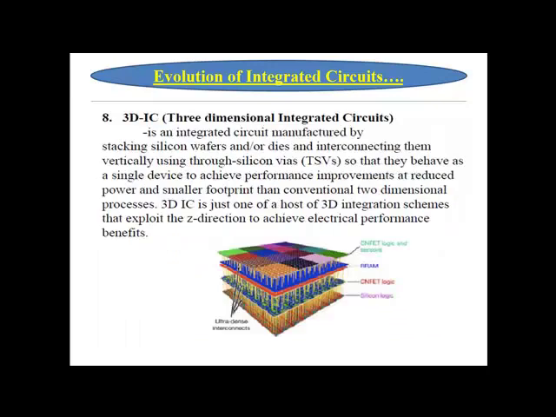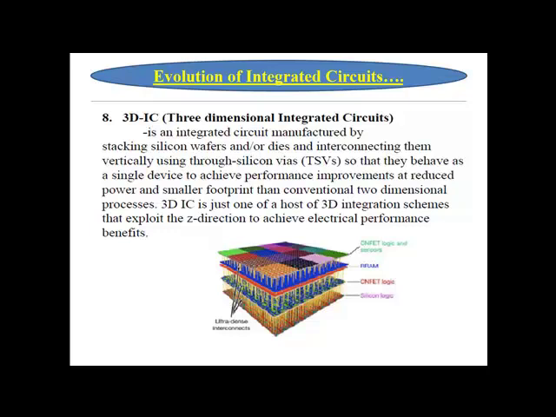Next is the 3D IC. It stands for 3-dimensional integrated circuit. This is the new way of fabricating an IC in a small area by stacking layers of wafers one upon the other and interconnecting them vertically through silicon vias. We can provide much higher performance by reducing the power dissipation. For that purpose, a small footprint can also be used compared to the conventional 2-dimensional process. As shown in the figure, you can see many chips can be stacked in a vertical manner and all are connected through the silicon vias. In the same area, we can provide much more functionality than conventional ICs.